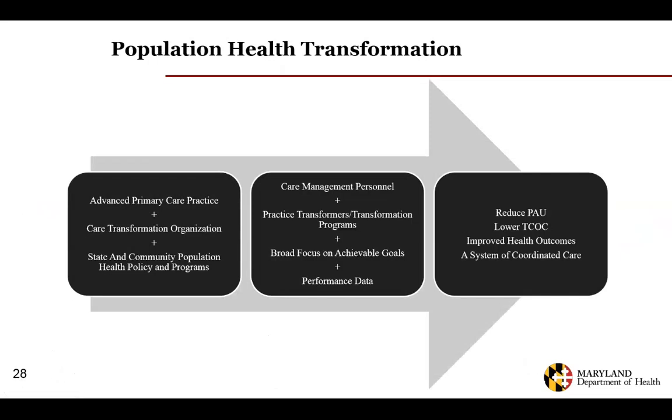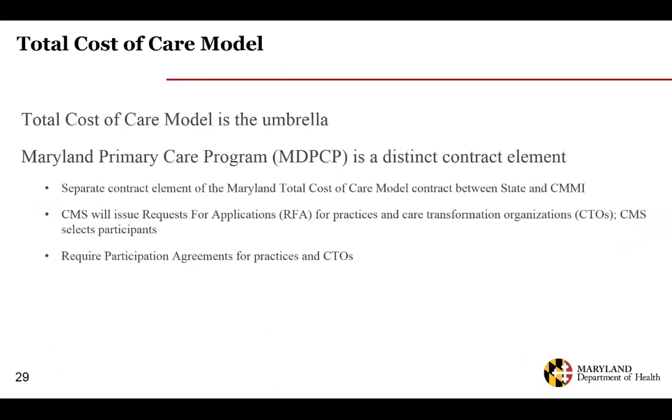So the total cost of care model, that's the umbrella, okay? Before we heard all-payer model, GBR. The new model is called the total cost of care model. The MDPCP, the Maryland Primary Care Program, is one element of that model. So it is a separate contract element between the state and CMMI, which is a division of CMS. CMS will issue requests for applications for practices and care transformation organizations. We'll talk more about this as I go through. CMS will be selecting the participants when the program's approved, and then they will also require participation agreements for practices and CTOs. So can we move forward?